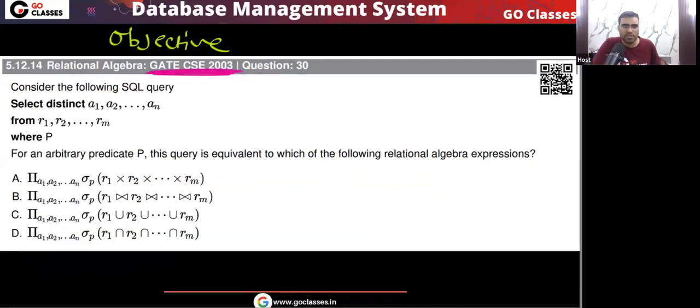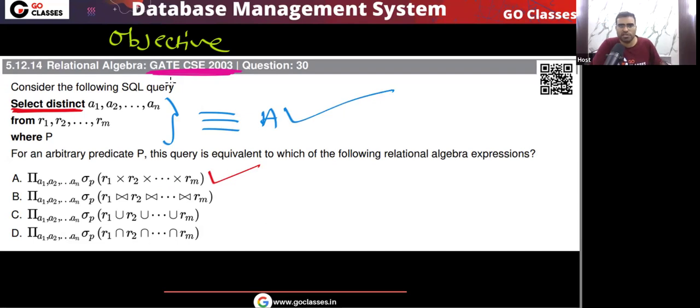But here you can see this GATE 2003 question is a very beautiful question. Here you can see there is SELECT DISTINCT. So here the answer will be exactly equivalent to option A. So this is actually a beautiful question. Okay, let's move on now.